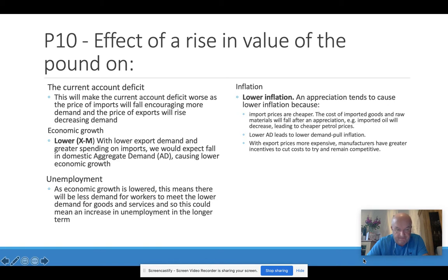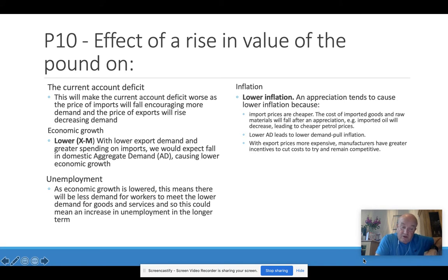Okay. So first and foremost, if we're looking at the rise in the value of the pound, how is that going to affect the current account deficit? Well, in the first instance, it's going to make it worse because effectively the price of imports falls. That's going to mean that we're going to be looking to import more. And if the price of exports rises, then essentially that's going to mean that we've got less demand for those products and services.